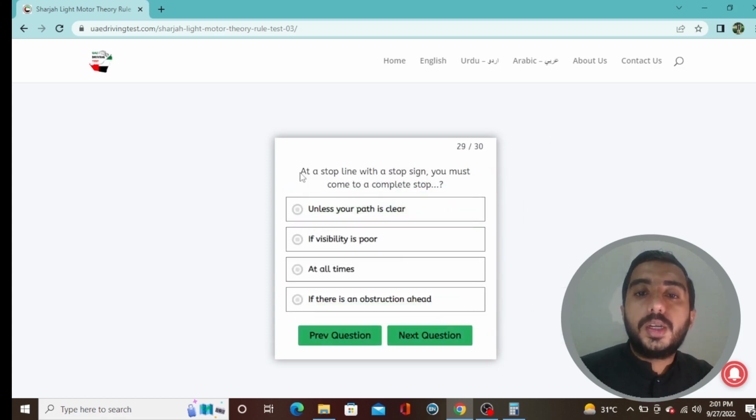Next question. Our second last question is, at a stop line with the stop sign, you must come to a complete stop all the time. Option C is the correct one.